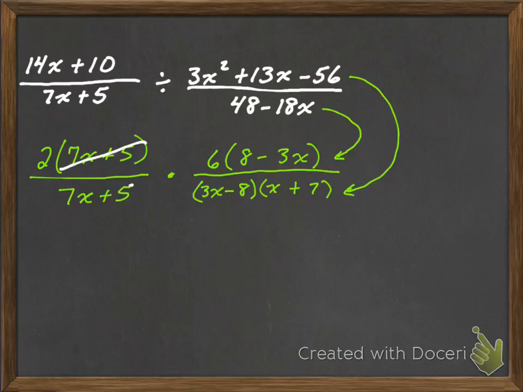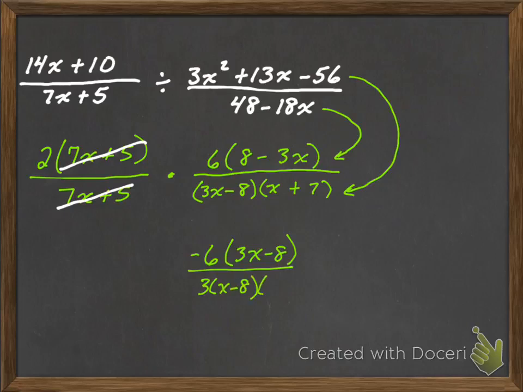Now your 7x plus 5s will cancel. Once again, we see these are exact opposites of each other. So we can factor a negative out, and that would make this a negative 6 times 3x minus 8 over 3x minus 8 times x plus 7. We have a 2 left over here. The 3x minus 8s will cancel.